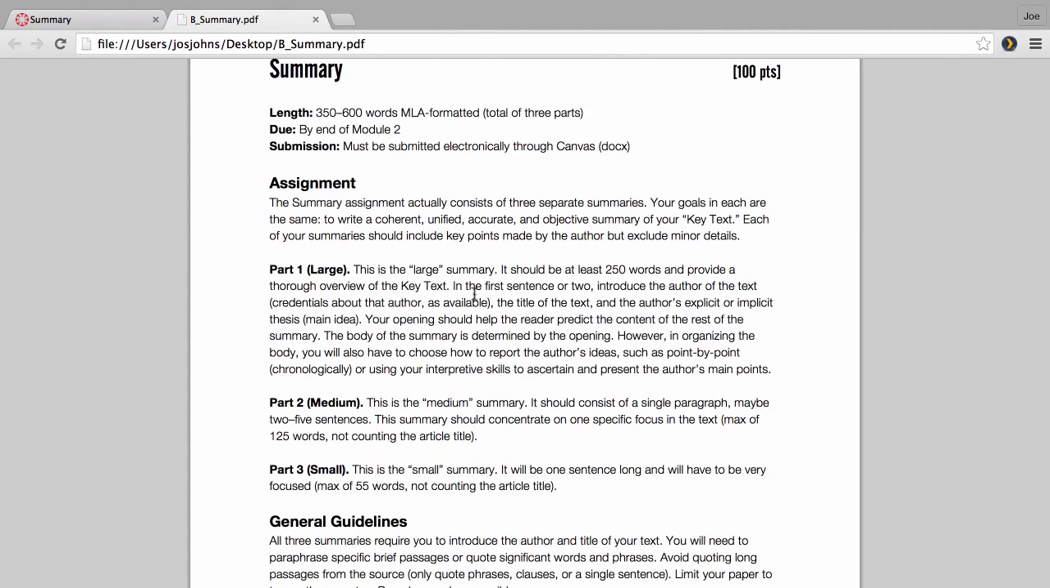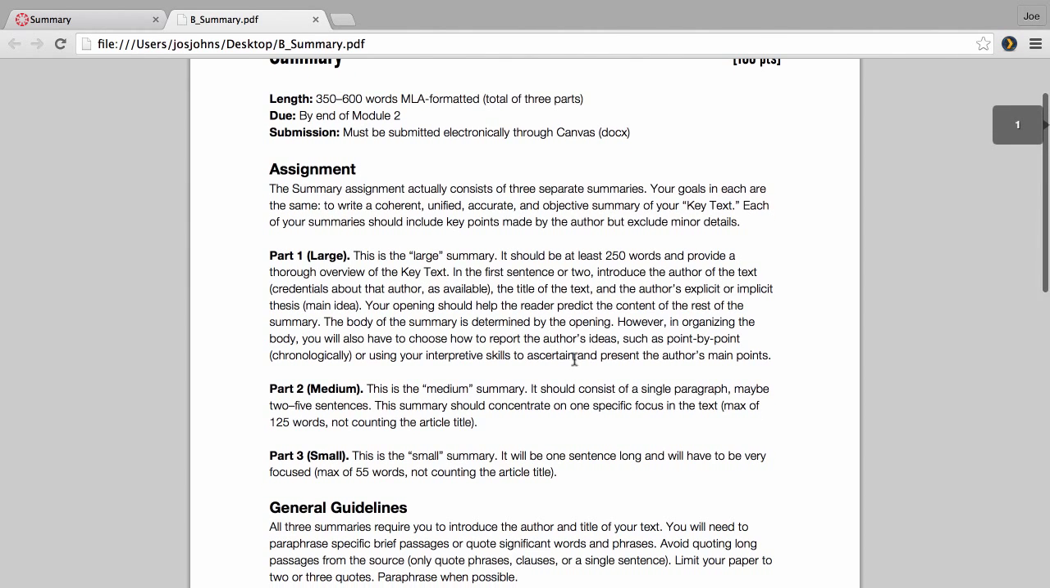So, for example, your primary goal here is to write a coherent, unified, accurate, and objective summary of your key text. Again, you've selected your key text from the appropriate place. Now, each of your summaries should include key points made by the author, but exclude minor details. Summary is concentrating on the main ideas. The instructions for the first one are the longest because that's the longest part of this. It should be at least 250 words, so probably close to at least half of your assignment will be done with the large, probably more than half.